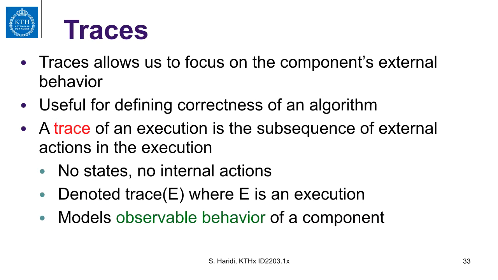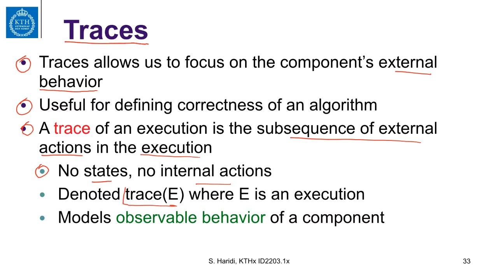So now let us come to a very important concept, which is the concept of traces or external behavior. Traces allow us to focus on the component's external behavior, and it is very useful when we define correctness of an algorithm, as you will see. A trace of an execution is a subsequence of external actions in an execution, which means you take an execution, you remove the states, you remove the internal actions, and then you get a sequence of external actions. If we have an execution E, we use trace E to denote its trace, and this models the observable behavior of a component, if we think of the component as a black box and we're just observing the interface of the component.